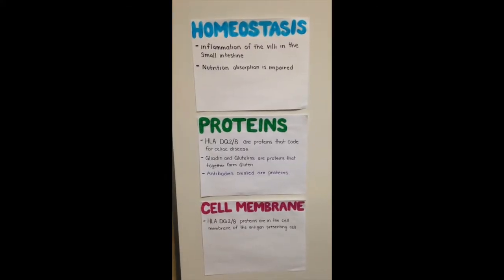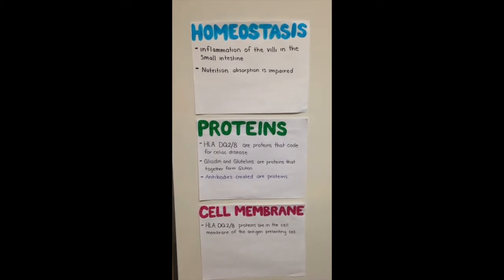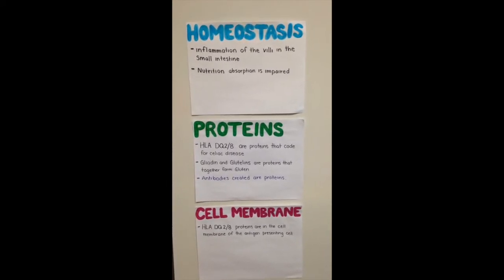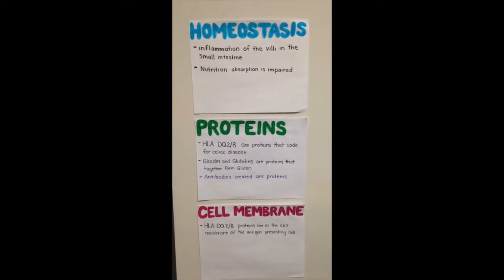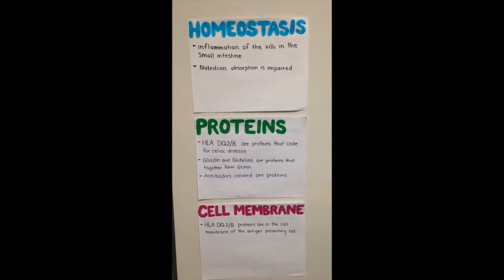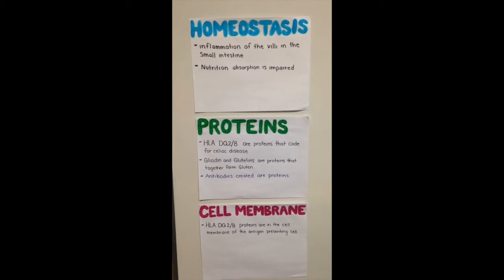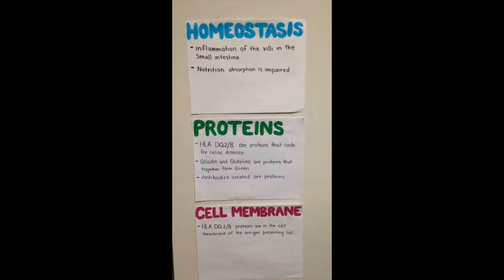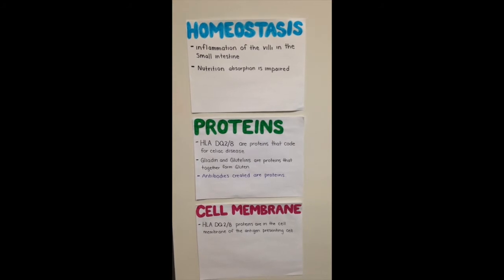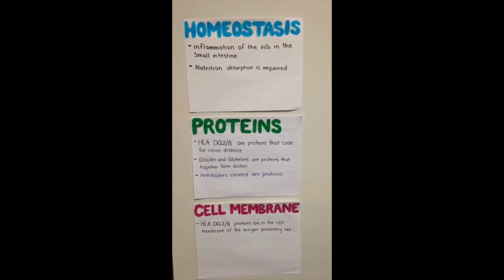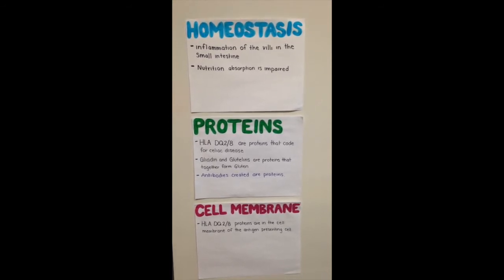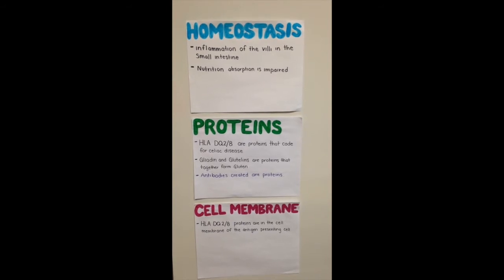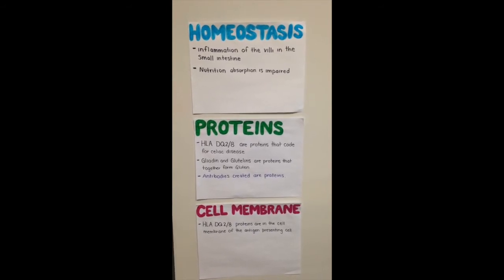So as a recap, for our key concept homeostasis, inflammation of the villi disrupts the homeostasis of the small intestine by inhibiting its ability to absorb nutrients. For our key concept proteins, the HLA-DQ2 and HLA-DQ8 complexes predispose individuals for celiac disease. Gluten is made up of the glycoproteins gliadin and glutenin, and antibodies created during the inflammatory response are proteins. In cell membranes, protein carriers can be embedded in the cell membrane.